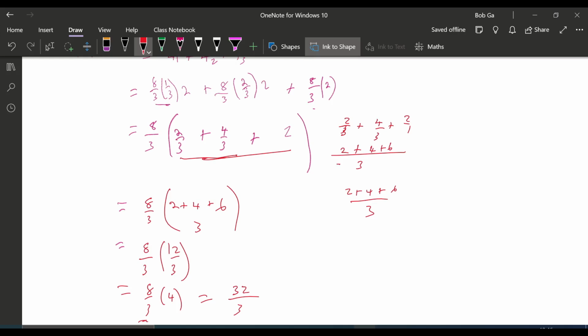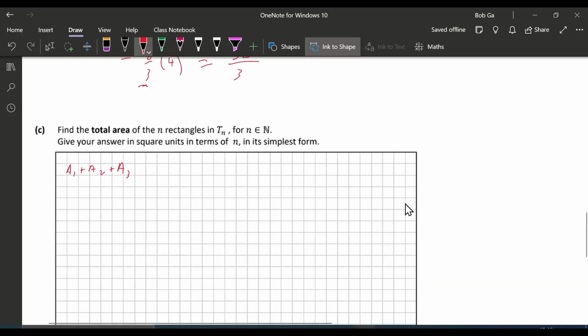So we have 8 over 3 into 2 plus 4 plus 6 over 3. So A1, A2, A3 gave us 8 over 3, because 3 is the number of terms that we're adding up. So we got 8 over 3 into 2 plus 4 plus 6, all over 3.